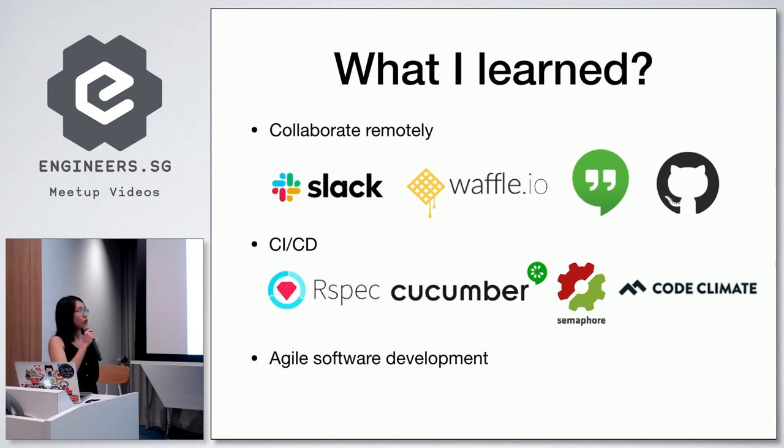Then throughout the process, I also learned about the CI/CD pipeline, because we are doing RSpec for our unit testing, and we are doing Cucumber for our BDD, which is behavior testing. Then we use Semaphore CI for our CI/CD pipeline, and it's integrated with Code Climate, so we know the quality of the code.